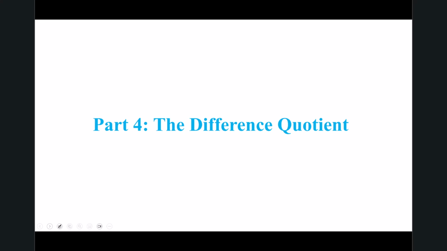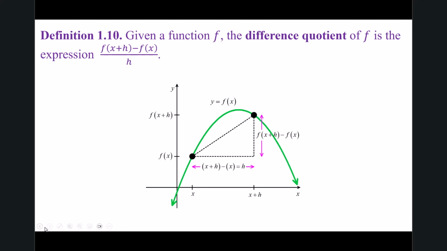Part 4, the difference quotient. Given a function f, the difference quotient of f is the expression f of x plus h minus f of x all over h. So what this represents, I'm going to show you with the graph. It's actually the slope of this line that I'm drawing right here. We call that a secant line.